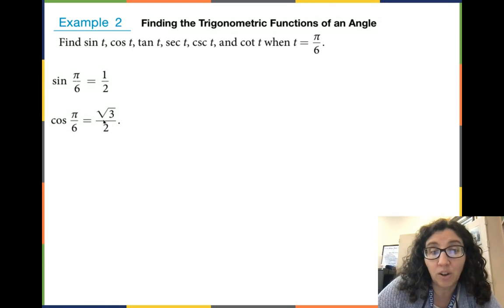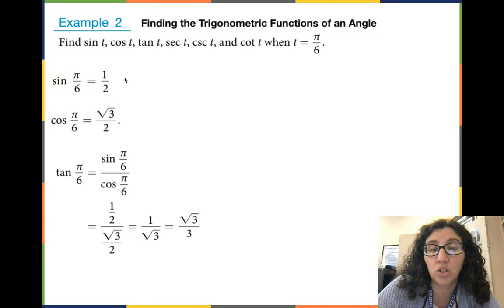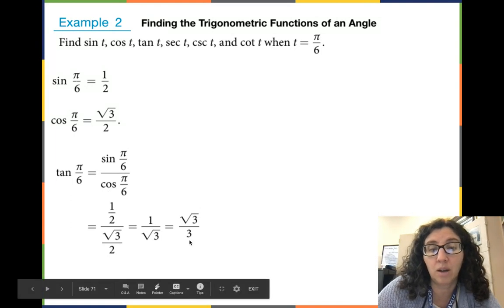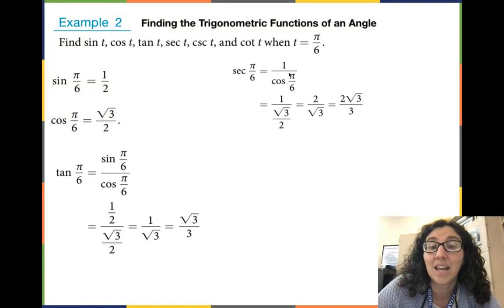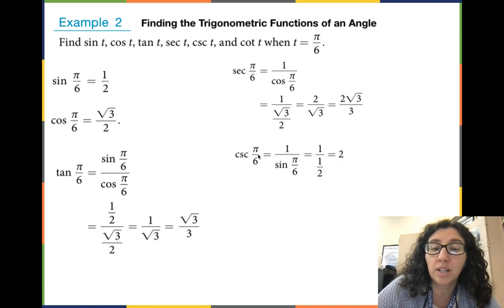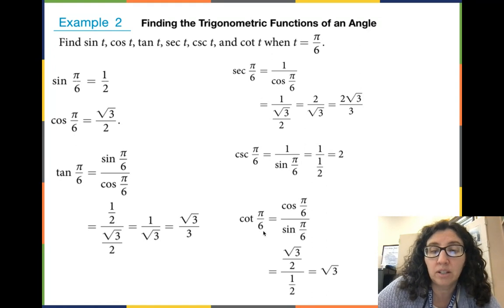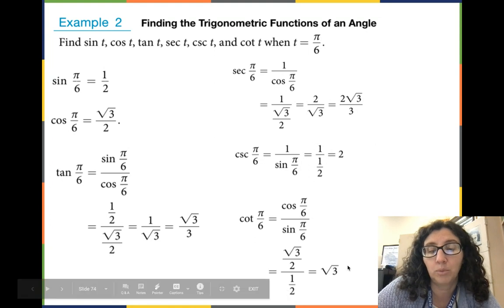Okay, so now we have this is our x value, and this is our y value. So now we just say, okay, tangent is our y value over our x value. Plug those in, rationalize the denominator. Secant is 1 over the x value, by definition. The x value of cosine is square root of 3 over 2. And multiply, rationalize the denominator to get that. Cosecant is 1 over the y value. 1 over 1/2 is 2. Cotangent of pi over 6 is going to be the x over y. Put in the ratio, we get square root of 3.